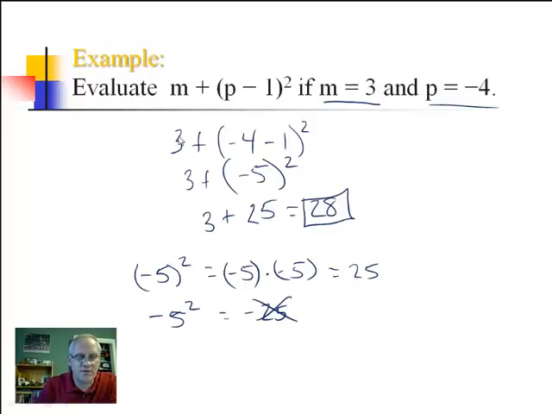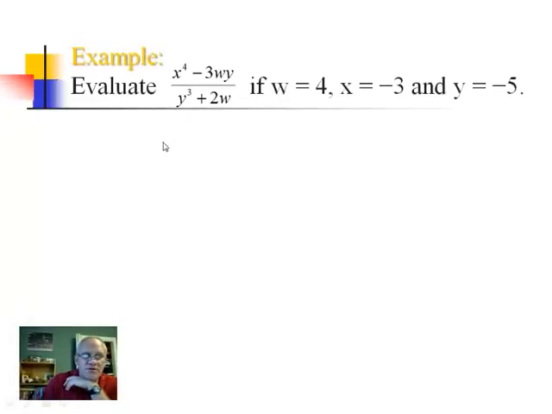What's happening here is your calculator is treating it like this. If you don't put in parentheses, it treats it like that. So it'll do 5 squared to be 25, then stick the negative on at the end. So be careful. If you're doing negative 5 squared or anything like that, be careful how you plug it into your calculator. Okay? So let's take a look at another example here.